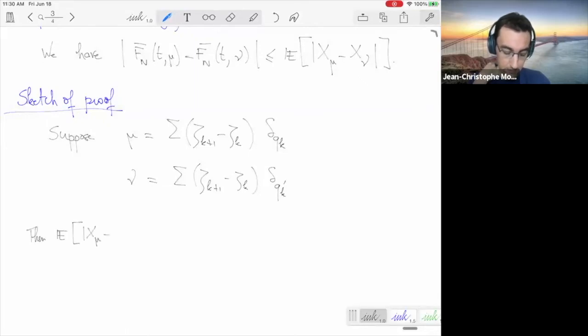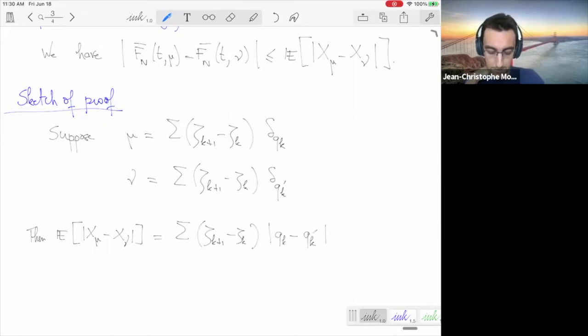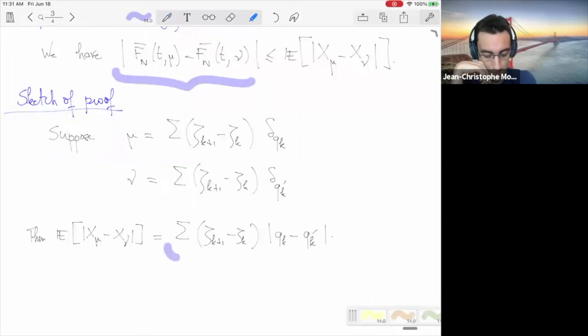Then this quantity, this Wasserstein distance, indeed, can be written explicitly as the sum of the zeta k plus 1 minus zeta k times qk minus qk prime. Okay, because you remember the coupling makes it so that whenever x mu is equal to qk, the other one is equal to qk prime. So what I need to show here really is that this quantity is bounded by this sum.